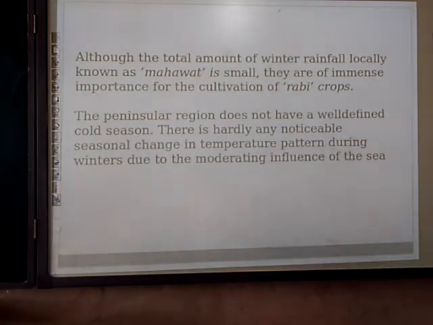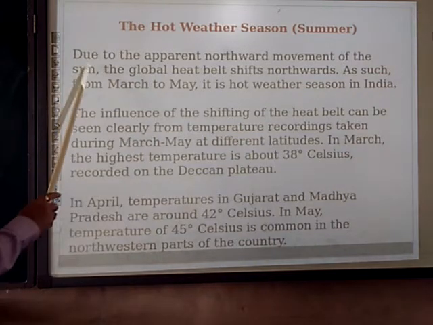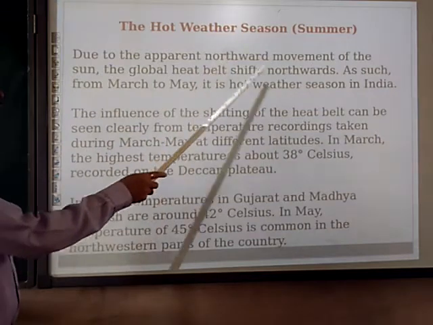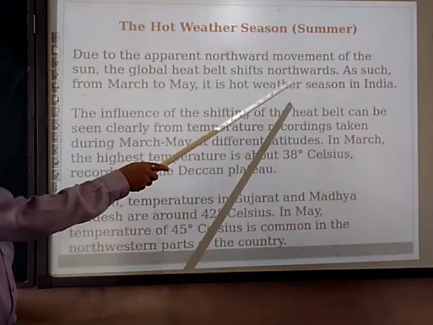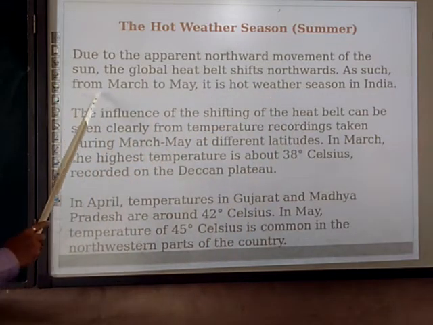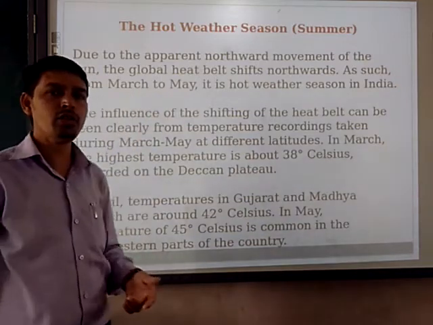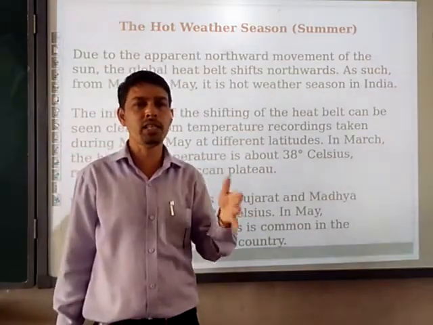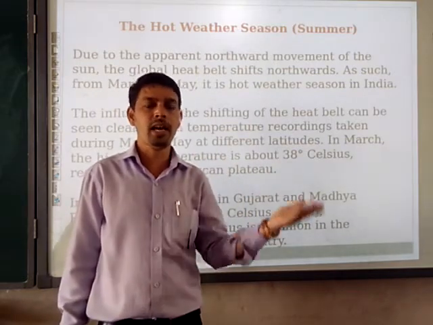Next we see about the hot weather season, that is summer. Please copy down the important points from this topic. First, due to the apparent northward movement of the sun, the global heat belt shifts northwards from March to May. That's our summer month, and that's a very important season, because you have the summer vacation and you are staying at your home.